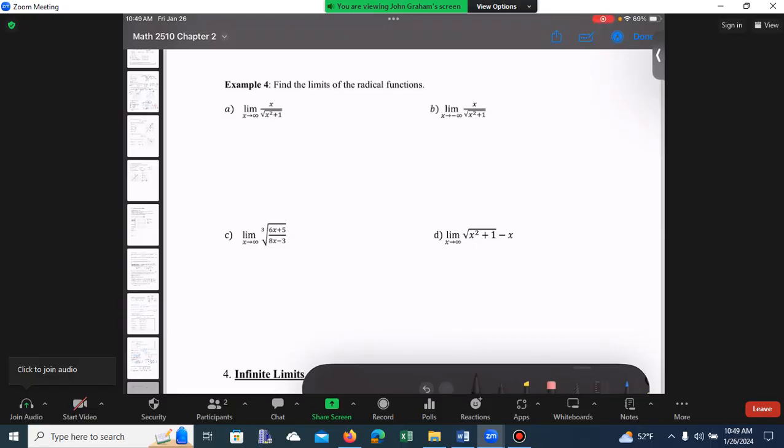Now, these are going to be a little different in how we go about solving these algebraically. We have the limit as x goes to infinity of x divided by the square root of x squared plus 1. And so what we're going to do is, in a sense, flip this fraction. We're going to write this as the limit as x goes to infinity of 1 over the square root of x squared plus 1 over x. Right. And then we are going to bring that x into that square root.